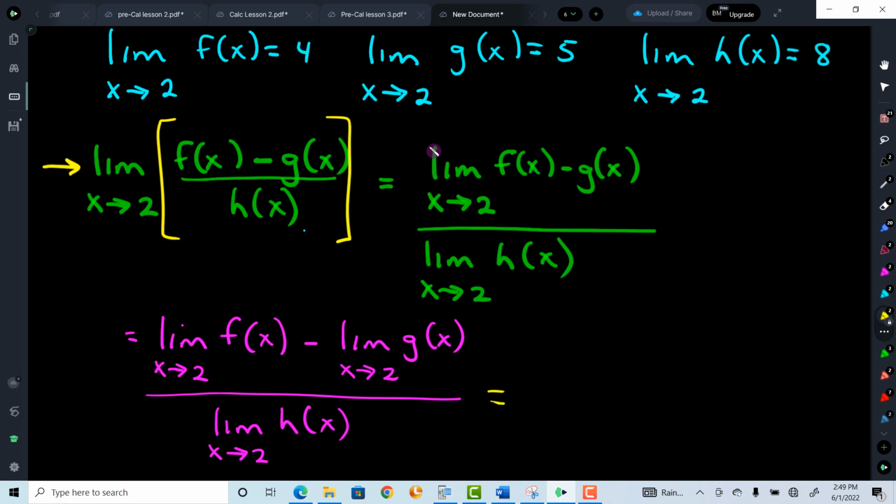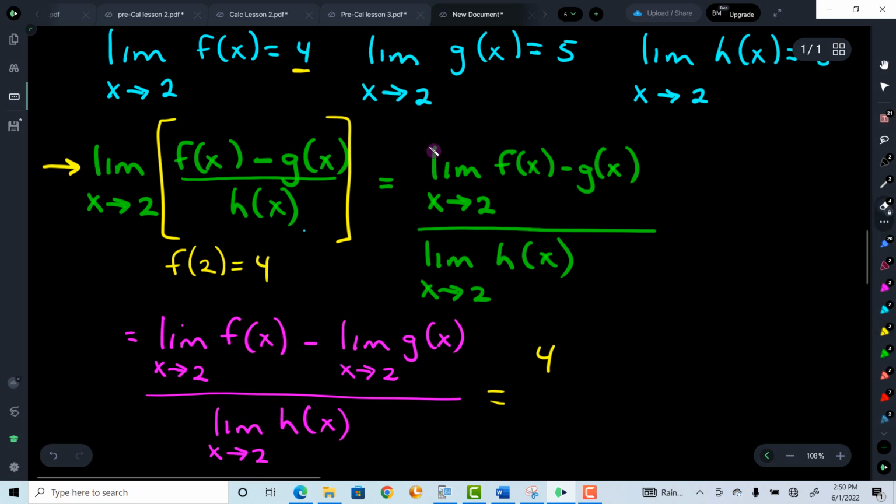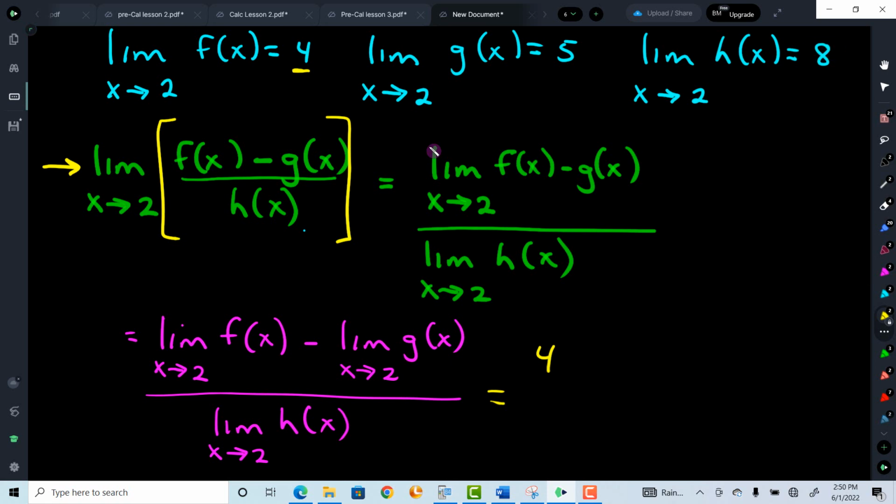The limit as x approaches 2 of f of x is equal to 4. We don't know if f of 2 equals 4. We have no idea, because we don't know what f of x is. But we do know that the limit as x approaches 2 of f of x is equal to 4. Minus the limit as x approaches 2 of g of x, that equals 5. Divided by the limit as x approaches 2 of h of x, which equals 8.